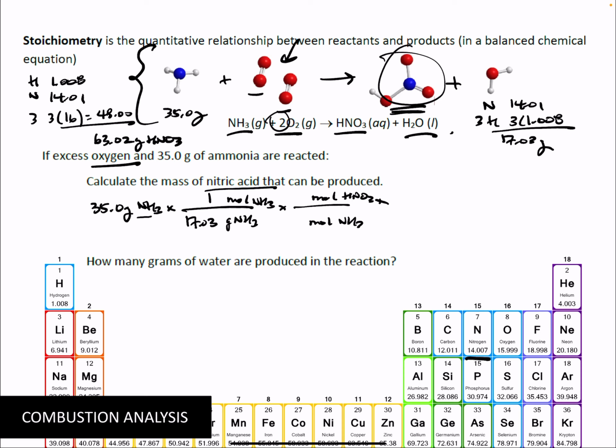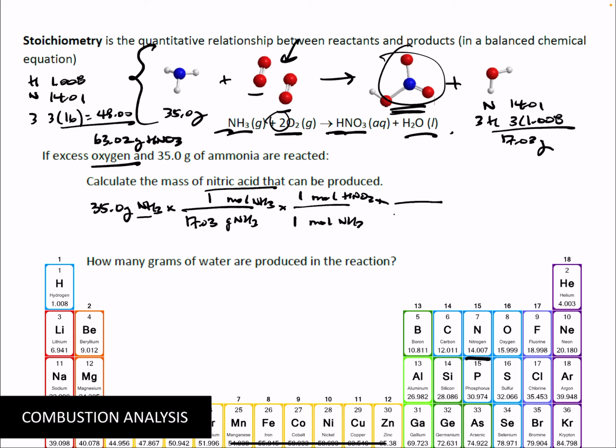And what's the relationship? There's a 1 in front of the ammonia and a 1 in front of the nitric acid, right? We can't see, so it's 1 to 1. Then 1 mole of HNO3 is 63.02 grams of HNO3. Let's mash this in and see what we get.